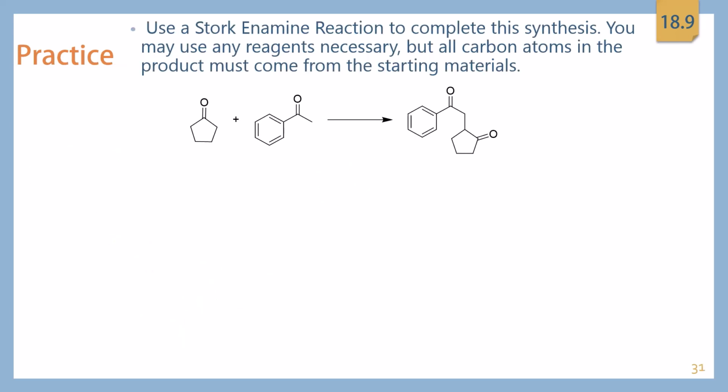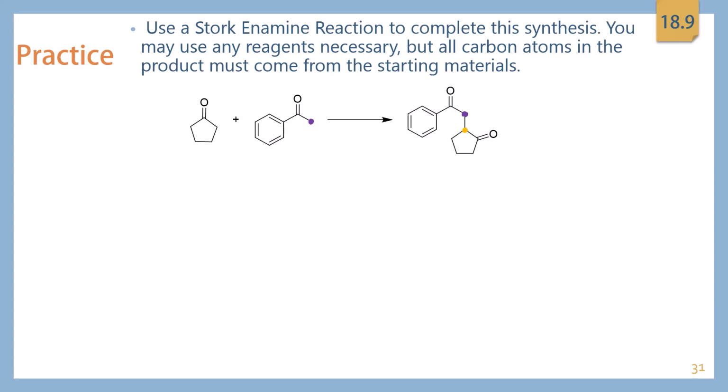So the Stork enamine reaction gives us some pretty cool options for synthesis. It allows us to make connections between carbons that otherwise we would not be able to. So for this one, what you have to do is decide which structure am I going to make an enamine from and which one is going to be my target. And before you can do that, you have to figure out how these two are connected. So this carbon in our product has to be this carbon on acetophenone.